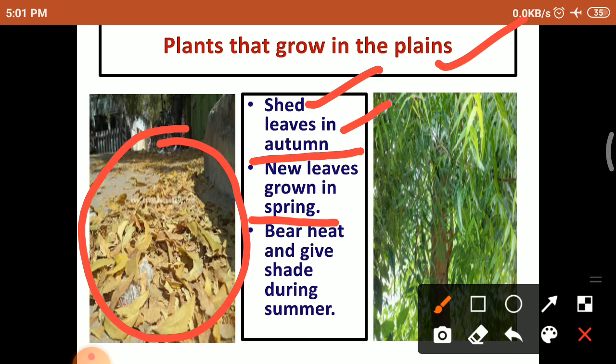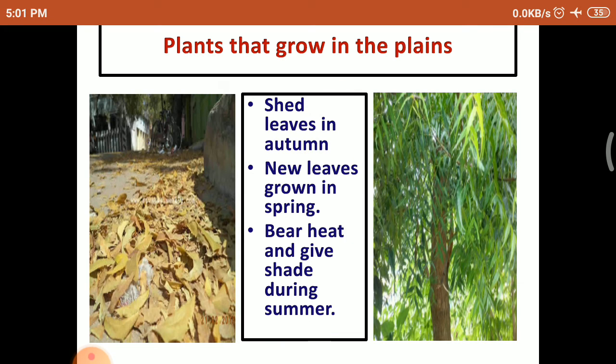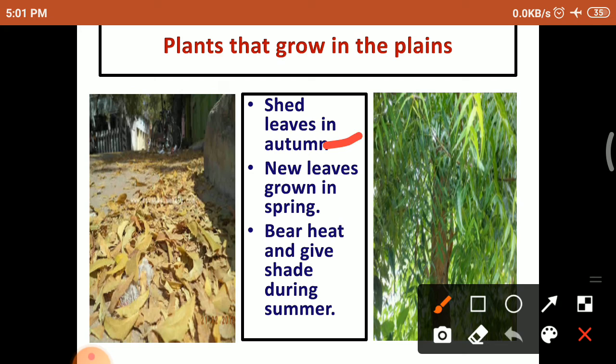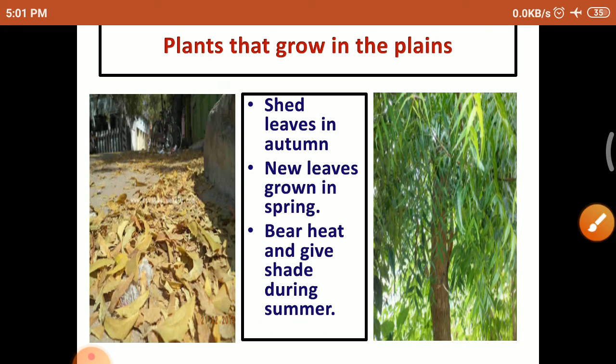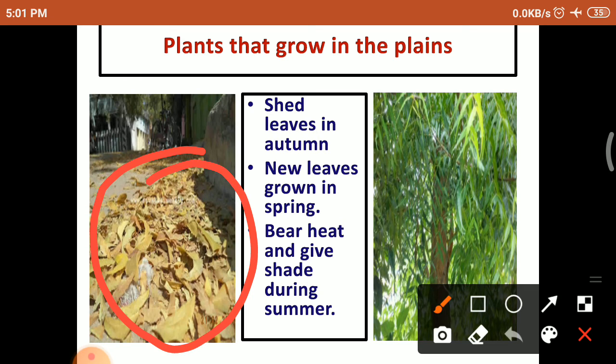So what is the use of this plain plant? It bears heat and gives shade during the summer season. Do you understand? In a plain area, plants shed their leaves once in a year. That means in autumn season, they shed their leaves. New leaves are grown in spring season, and also it gives shade during the summer season. See here, the neem tree leaves fall down during the autumn season, and new leaves are grown in spring season.